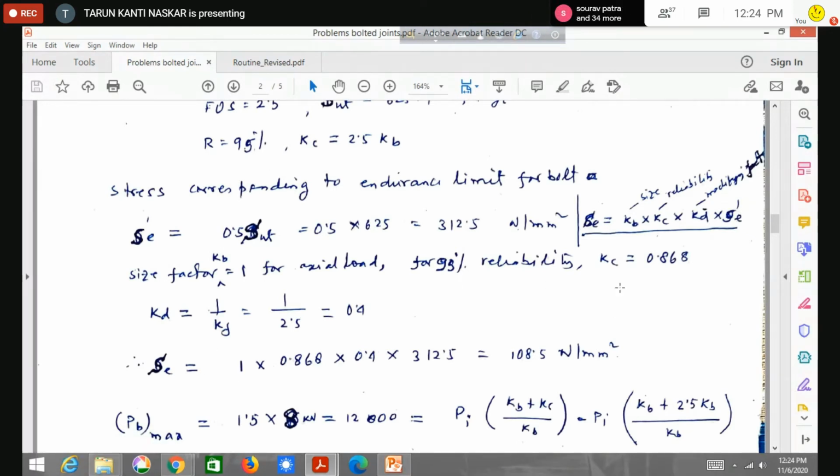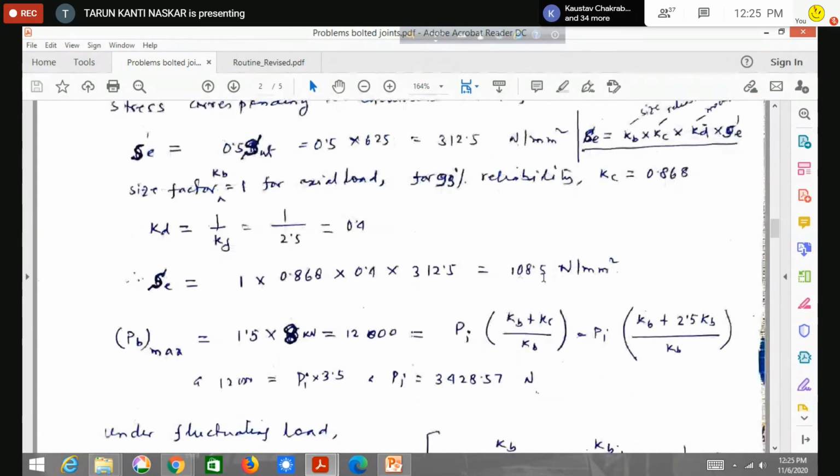So from this, putting these values, one value you have to find out, that is KD, that is 1 by Kf. And for 95% reliability, Kc is equal to 0.868. So this table will be given, either this table or the value will be given for exam purpose. And KD is equal to 1 by Kf, that is 0.4. Ultimately, the value of AC is this.